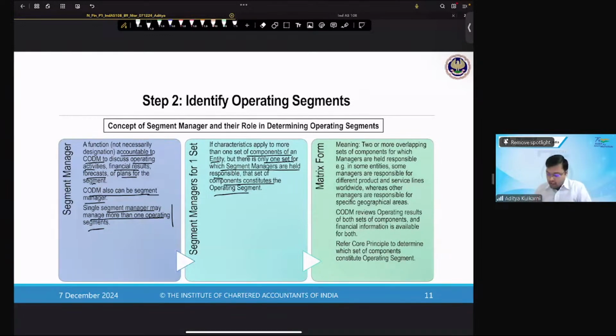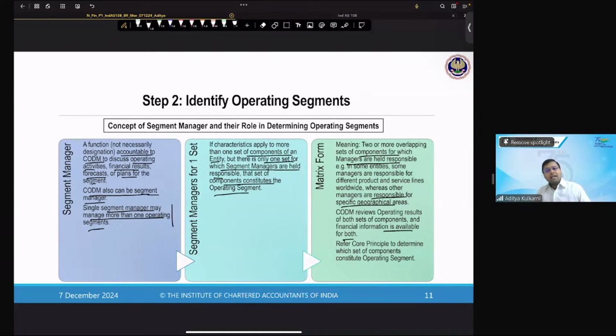Okay. All right. Now, matrix form. Two or more overlapping sets of components for which managers are held responsible. Example, in some entities, some managers are responsible for different products and service lines worldwide, whereas other managers are responsible for specific geographical areas. CODM reviews operating results of both the sets of components, and financial information is available for both. Refer to the core principle to determine which set of components constitutes an operating segment. So many times what happens, overlap is quite possible.